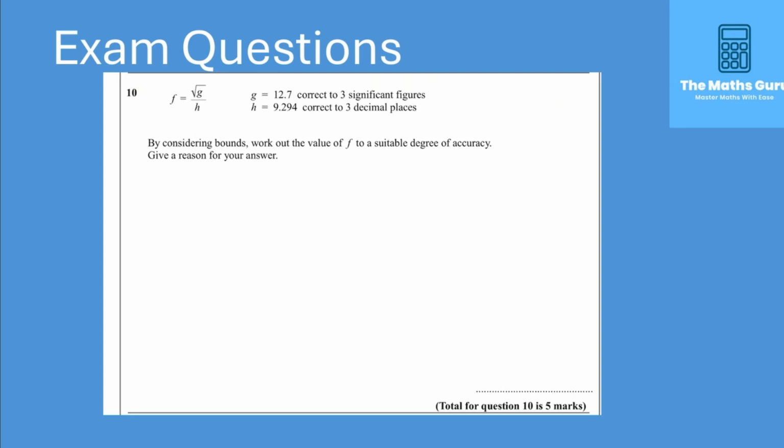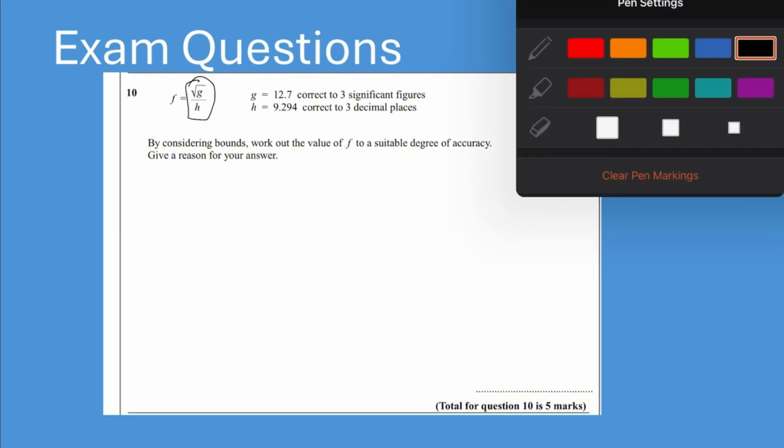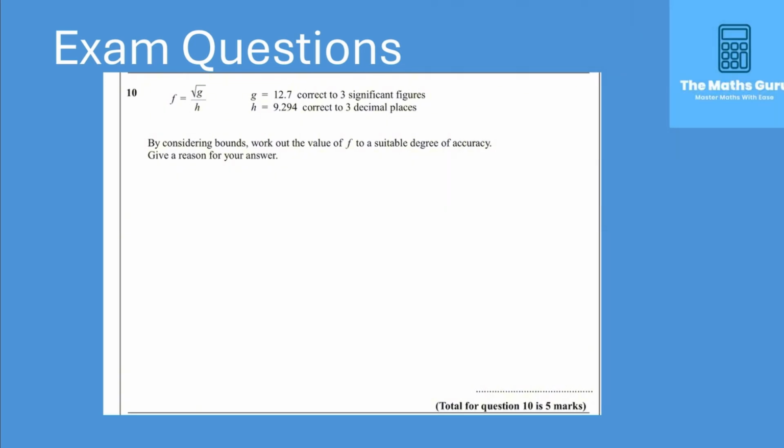Okay, looking at a slightly more difficult question, we're told that f is given by this formula here, and g is equal to 12.7 correct to 3 significant figures, and h is given by 9.294 corrected to 3 decimal places. We need to first consider our bounds and work out the value of f to a suitable degree of accuracy.